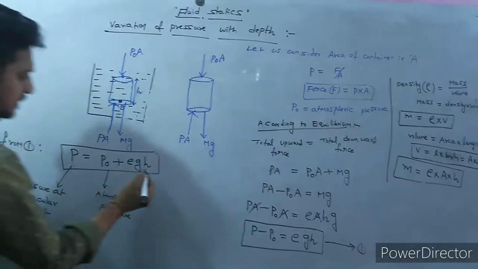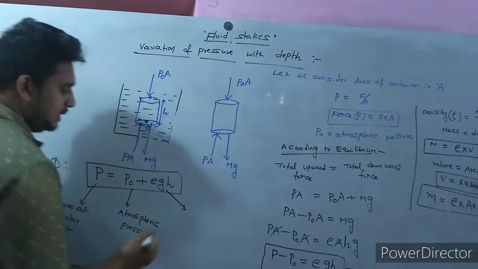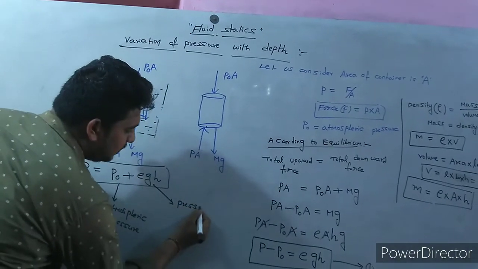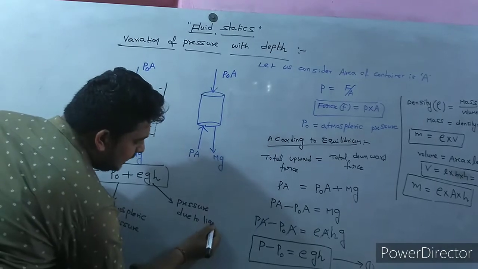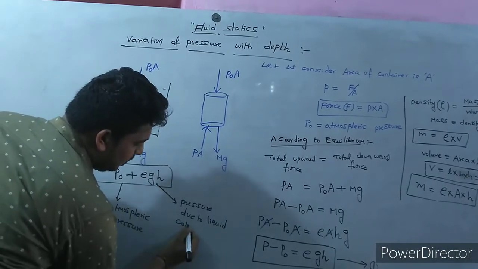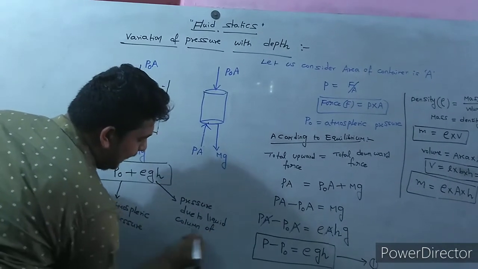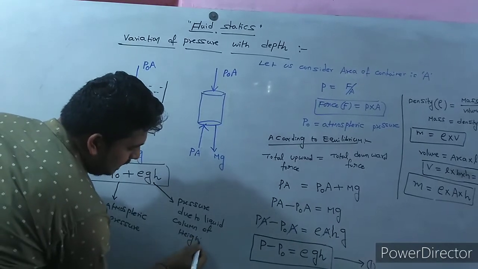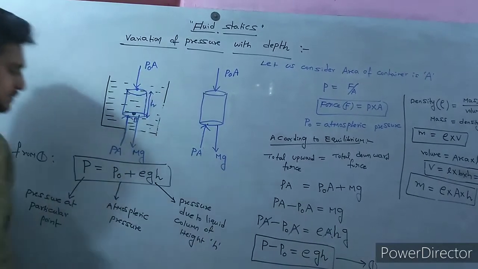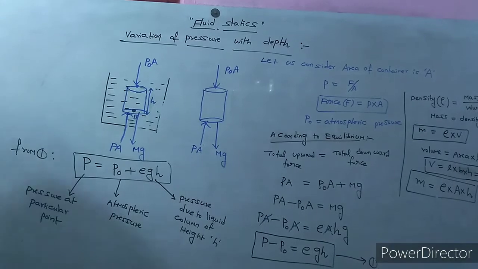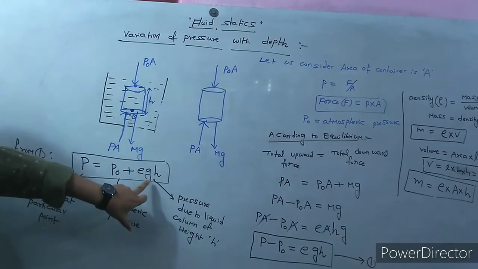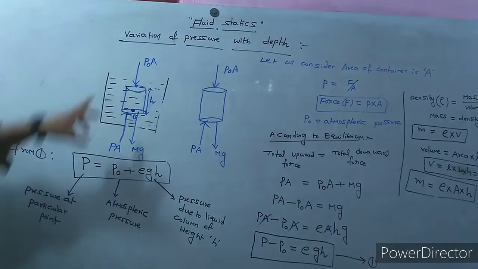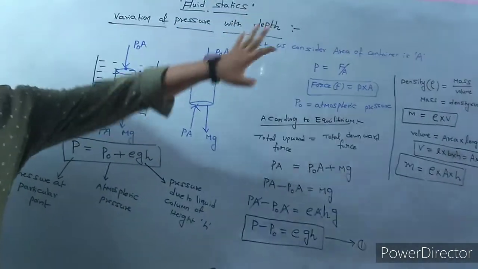This rho gh is nothing but pressure due to a liquid column of height h. So here the liquid column of height is h, that's why the pressure is rho gh. So this is the variation of pressure with depth.